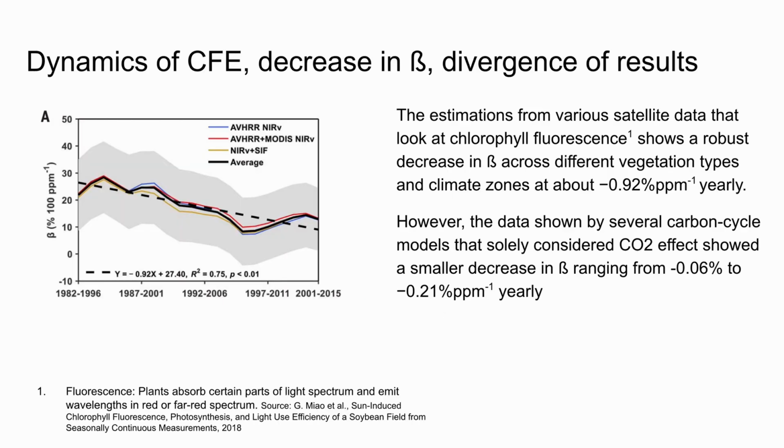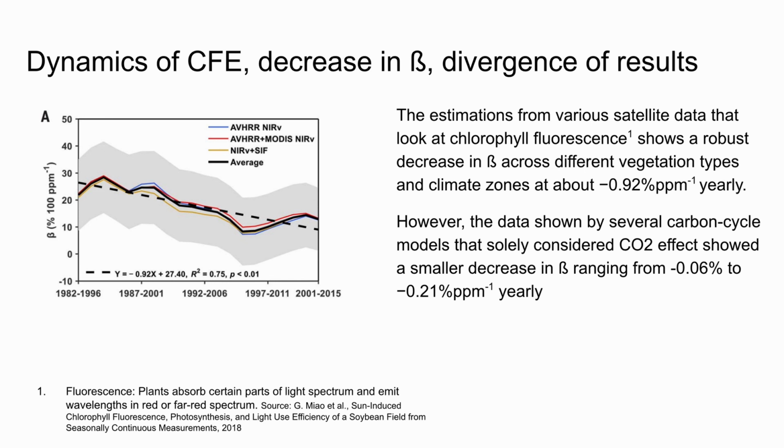So let's look closely at the actual data of the beta factor decrease. There were two main data sets used in this paper. The first one came from satellite data that looked at chlorophyll fluorescence, which is basically when plants absorb sunlight, then emit wavelengths of the red or far-red spectrum, which are then captured by satellites. This data shows a robust decrease in beta factor across different vegetation types and climate zones, at about minus 0.92% yearly.